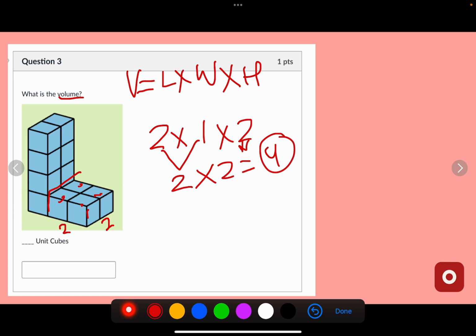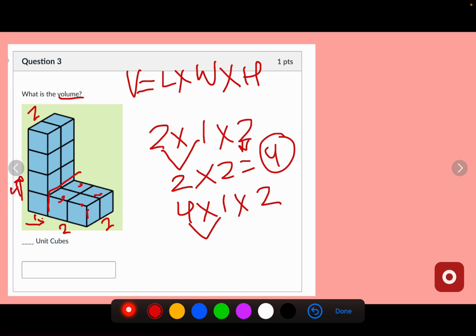Now let's deal with this one. We have 1 going across, right? We have 1, 2, 3, 4 going up. And we have 1, 2 going back. So if we put this in our formula, it would be 4 times 1 times 2. 4 times 1 is 4. Bring this down. 4 times 2 equals 8. Okay, so we have 2 answers. We are not done yet.